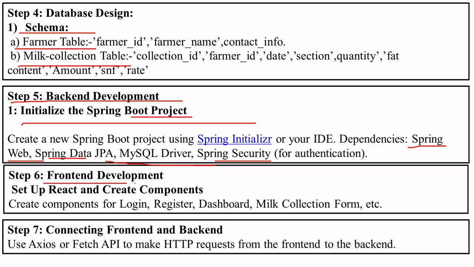Then the next step is front-end development. In front-end development, we set up React and then create components depending on our project. After front-end development, we connect front end and back end using Fetch APIs or Axios to make HTTP requests. So the last step is to connect the front end and back end. Then we discuss the flow of the project.